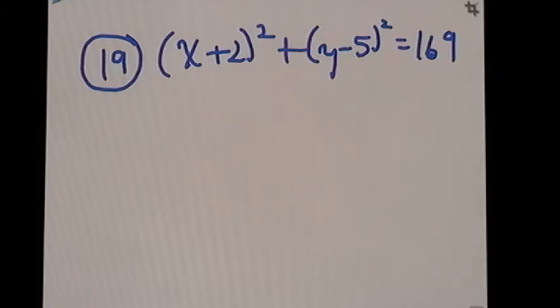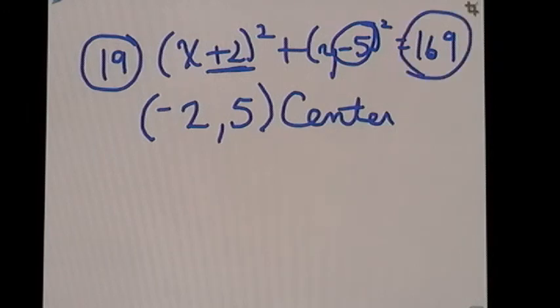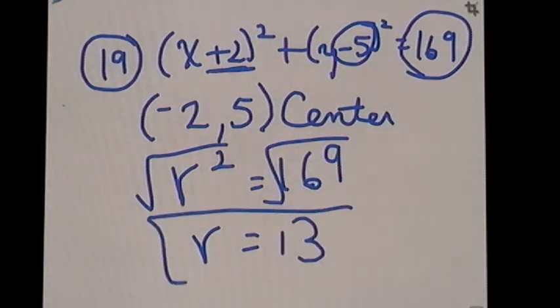So you remember that this is your center, but it's going to be opposite. Because it's positive here, in your point it's going to be negative 2. And because this is negative, on your point for the center it's going to be positive. So the center is negative 2, 5. And then you realize this is the radius squared. So radius squared equals 169. Take the square root of both sides and you get your radius is 13. So these are your two answers.